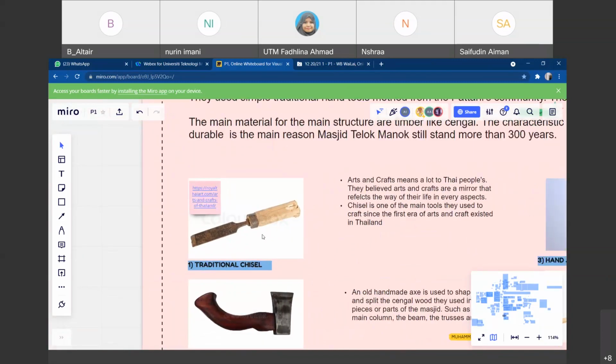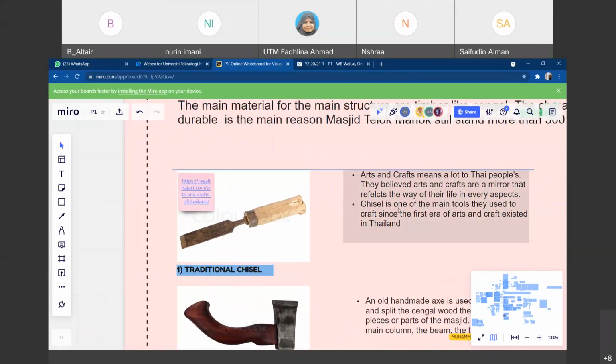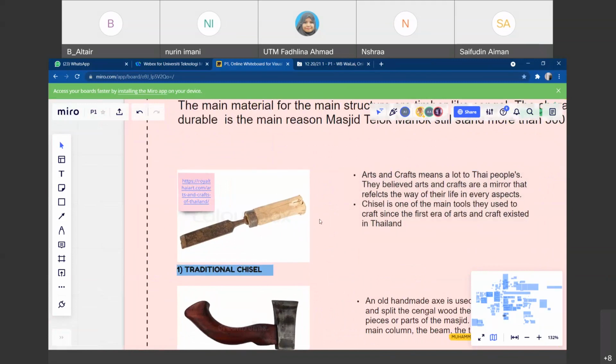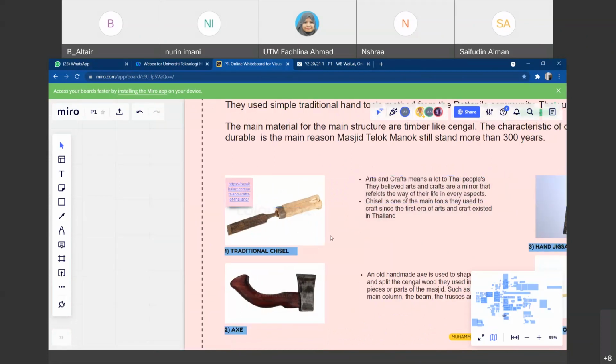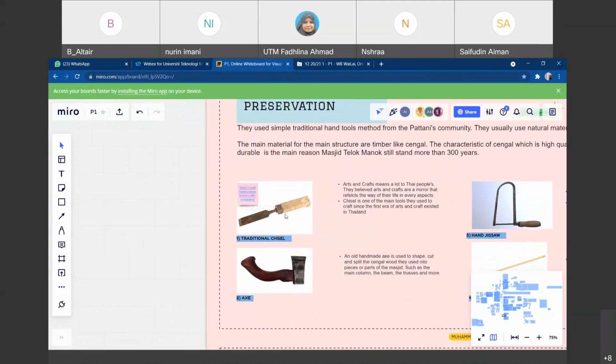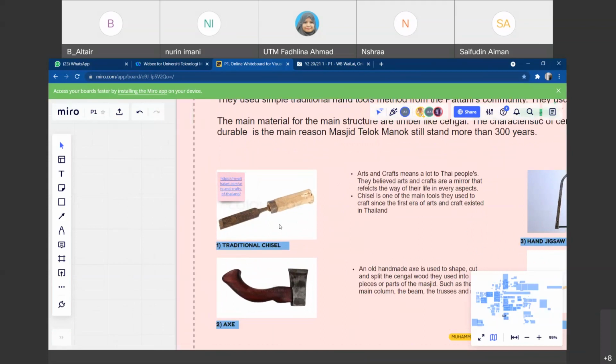The first tool is the traditional chisel. A bit of description of the arts and craft. Arts and craft mean a lot to Thai people, and they believe arts and craft are a mirror that reflects the way of their life. So the chisel is the main tool that every carpenter in Thailand has. Okay, the chisel is the main tool. So the chisel is so important for the Thai people.